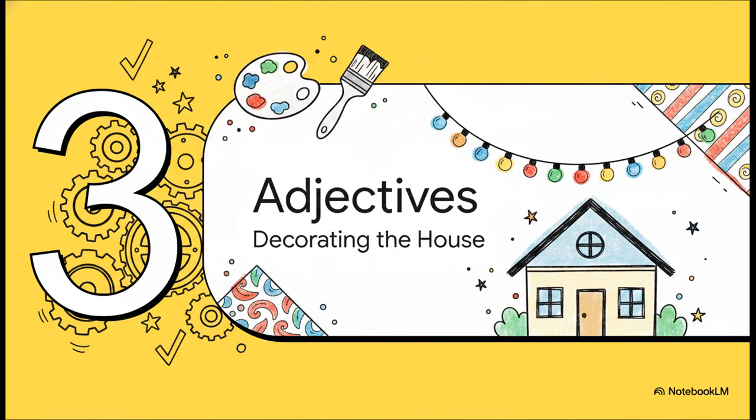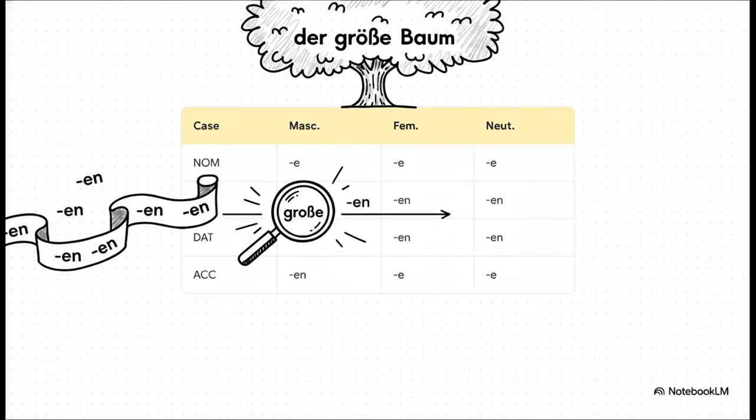Okay, section 3, adjectives. Adding color. Decorating the house. Foundation set? Check. Jobs assigned? Check. Now it's time for the fun part. We are going to bring in the adjectives. These are the paint and decorations that make our grammatical structure beautiful and descriptive. But here is the catch. In German, adjectives must adjust and agree with their noun's gender, number, and case.